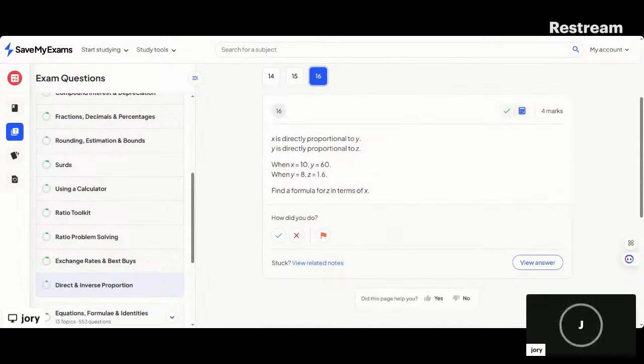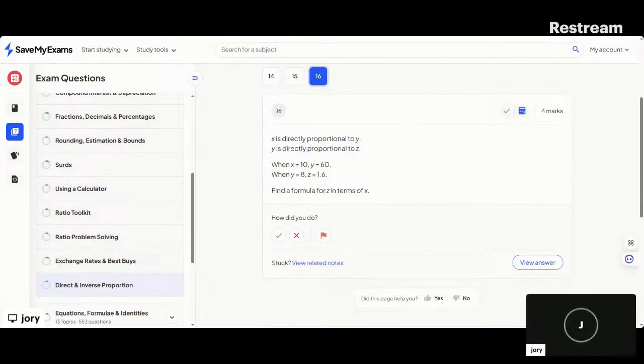Find the normal formula. So k is 6 in the first one, so x equals 6y. It's easy. Oh, hold up. No, it's 1 over 6. x equals 1 over 6 y. Yeah, right? Okay. 1 divided by 6 times 60 is 10. Okay.